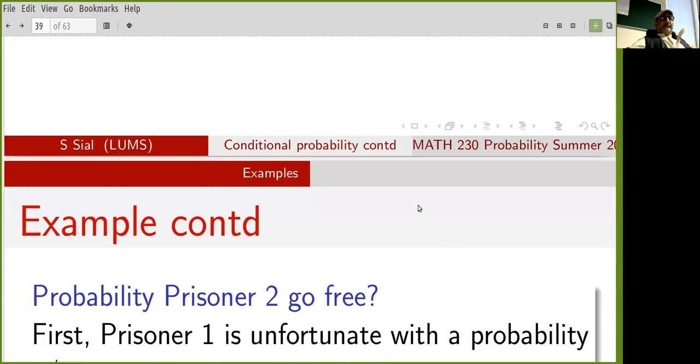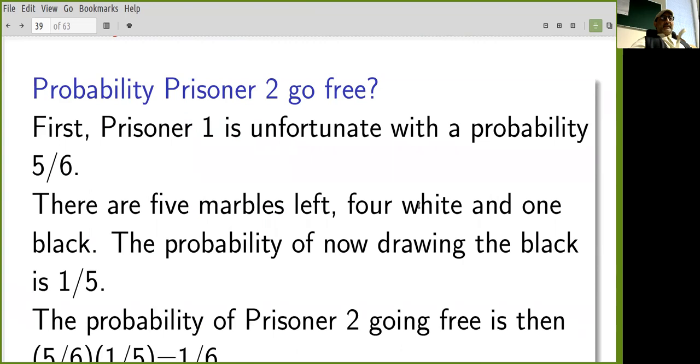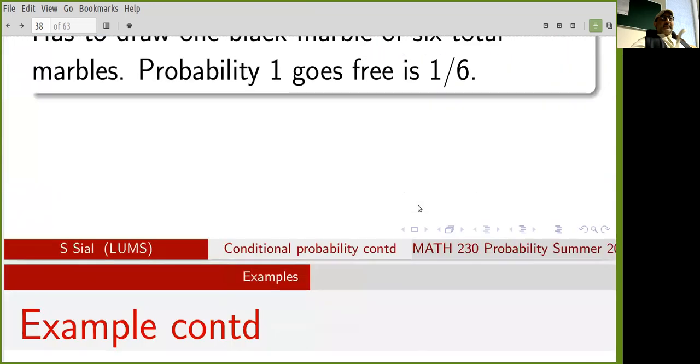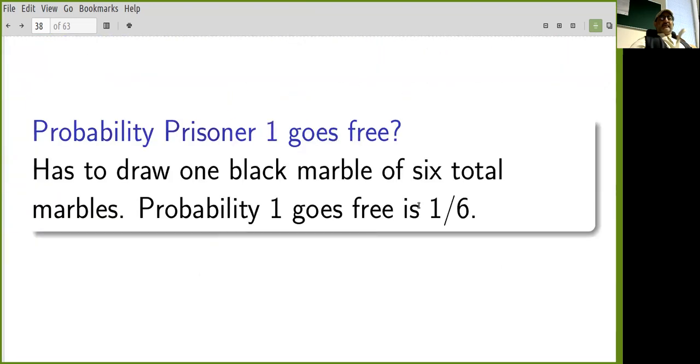So let's think about this. For the first prisoner, what's the probability? Well, there are 6 total marbles, 1 of them is black. They're drawn at random, each one is equally likely to be drawn. So the probability of prisoner 1 being released is 1/6.